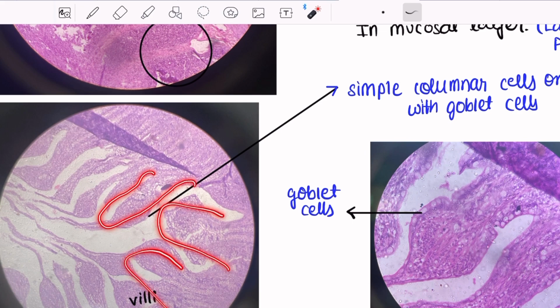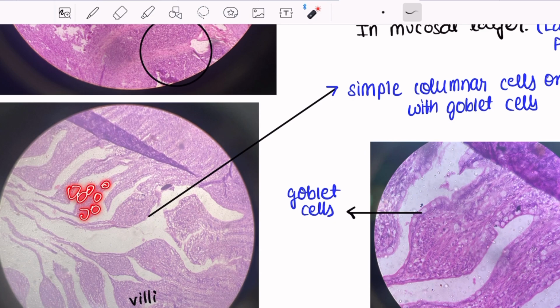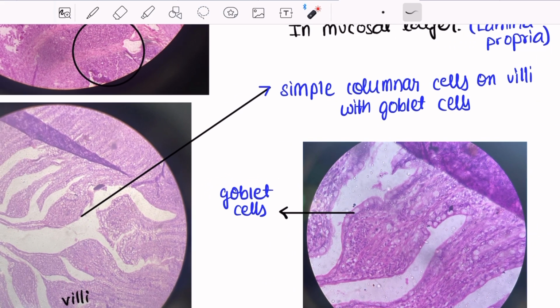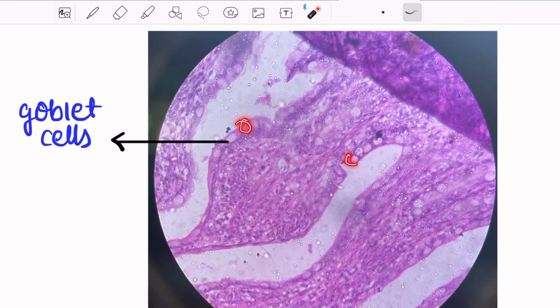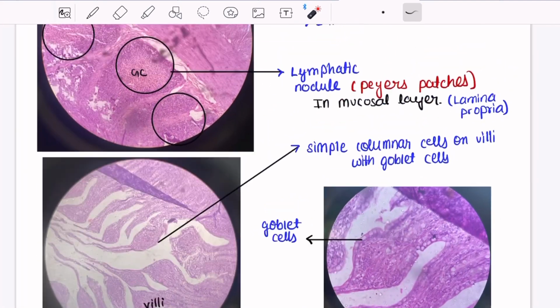The number of villi decreases as we proceed towards the large intestine, whereas you can see various goblet cells here because the number of goblet cells increases as we proceed towards the large intestine. When we focused it on 40x, you can clearly see that these are the goblet cells, which are very much more in number as compared to duodenum or jejunum.